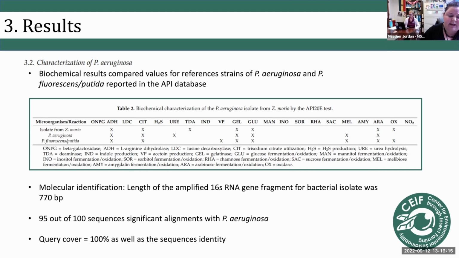For the molecular identification, the length of the amplified 16S RNA gene fragment for the bacterial isolate was 770 base pairs. 95 out of the 100 sequences had significant alignments with Pseudomonas aeruginosa. The query cover was 100%, as well as sequence identity.